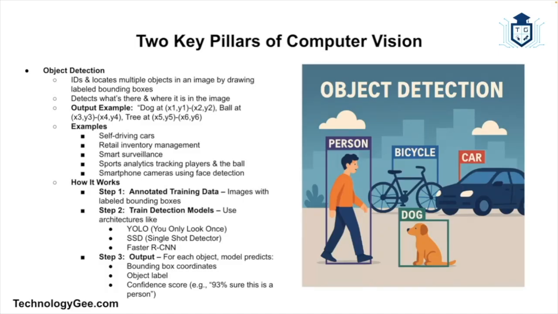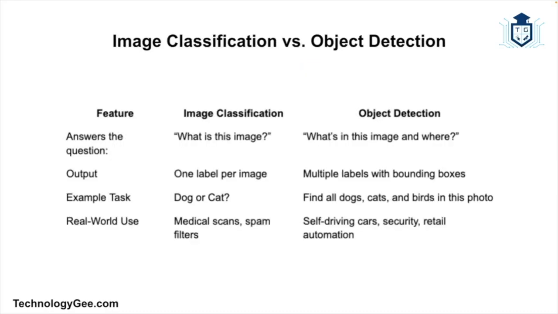And then there's step 3, which is output. You feed in an image and the model spits out coordinates of bounding boxes. It also tells you the predicted object in the box, and then it gives you a confidence score. Like it'll say something like, I'm 93% sure that this is a truck. And here's a quick side-by-side comparing image classification versus object detection. So go ahead and take a screenshot if you need it.